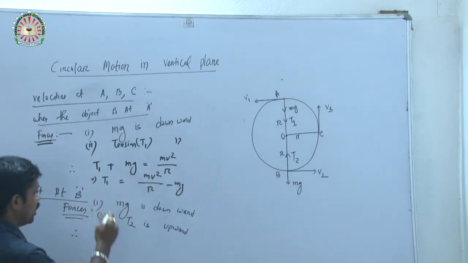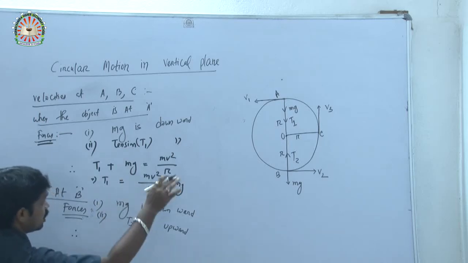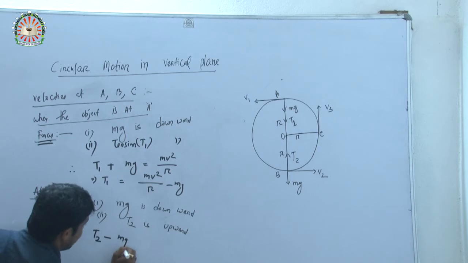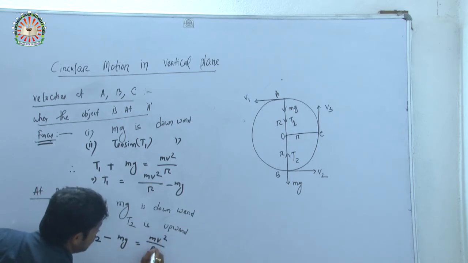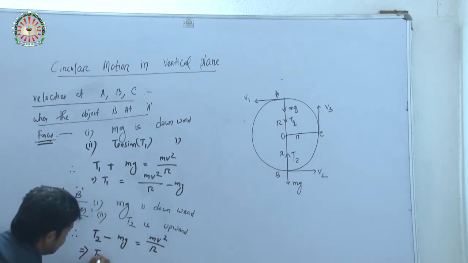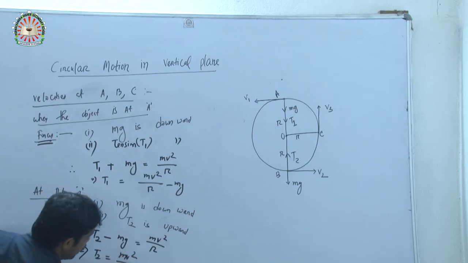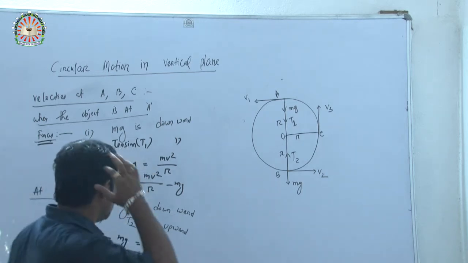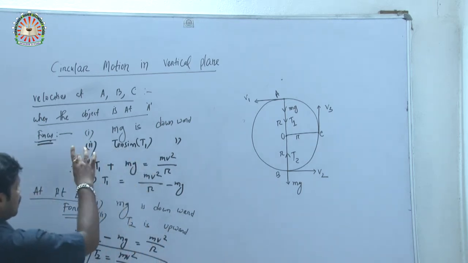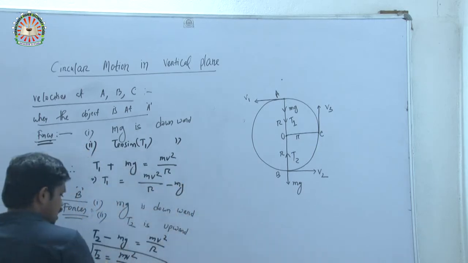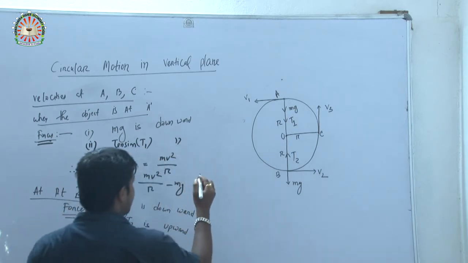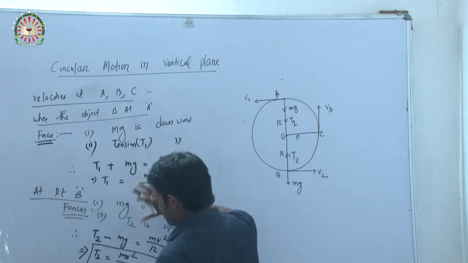So that means we can find the equation as T2 minus mg is equal to mv square by r. That implies T2 is equal to mv square by r plus mg. Clear? Okay. So now these are the two equations. This is the tension at point A and this is the tension at point B. Clear all of you? Okay. Now one by one we have to find out. So these are the tensions we got.